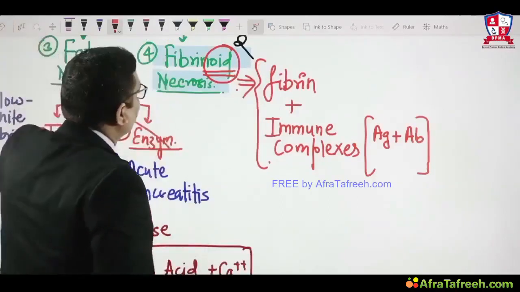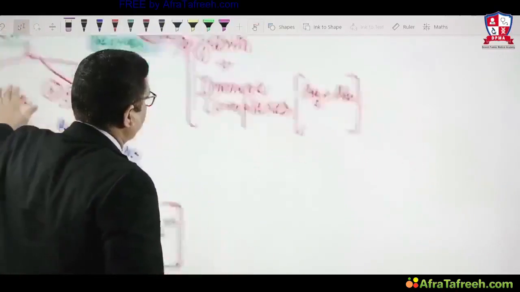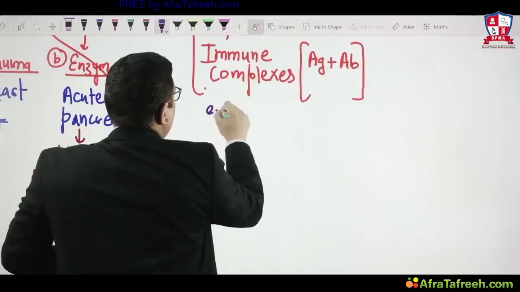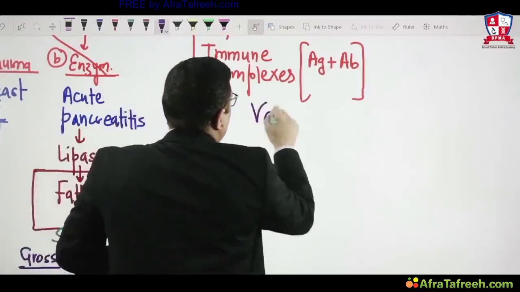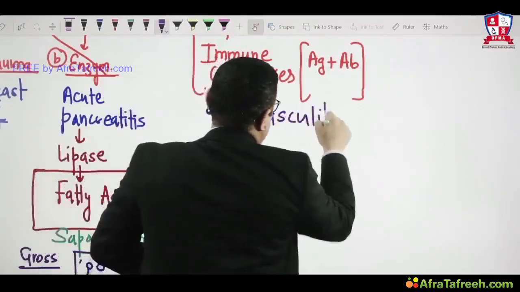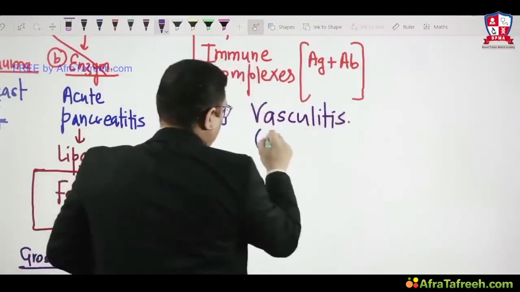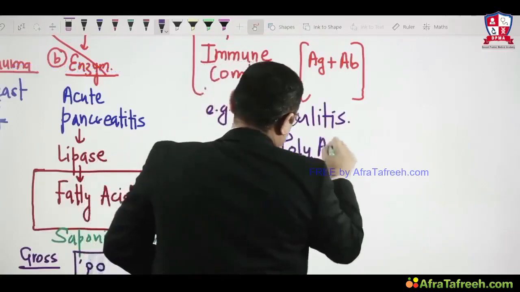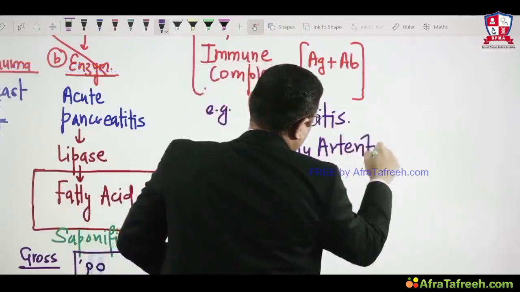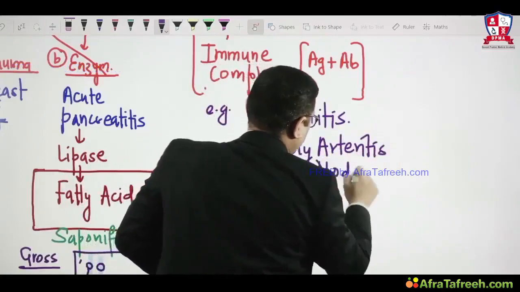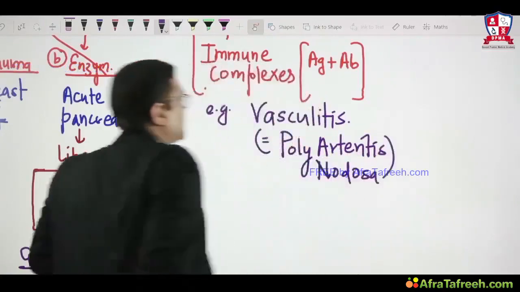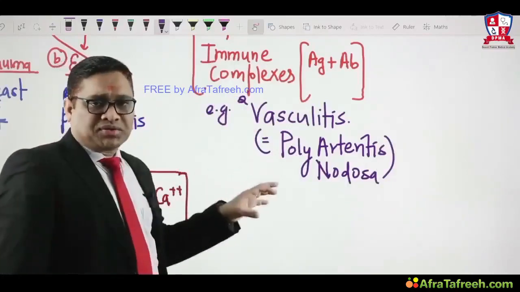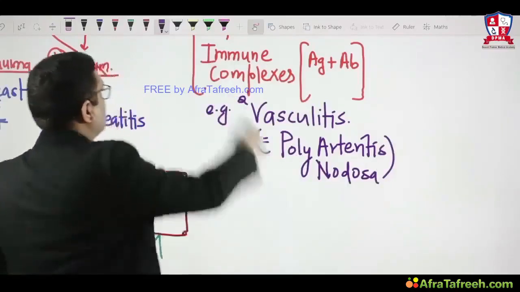So what will be an example of fibrinoid necrosis? As I said, the vessel will be damaged, so it will be seen in vasculitis. And a vasculitis example is polyarteritis nodosa, right? So vasculitis is one example. In vasculitis you will be finding fibrinoid necrosis. This was the All India question this time, so we have to keep that in mind.